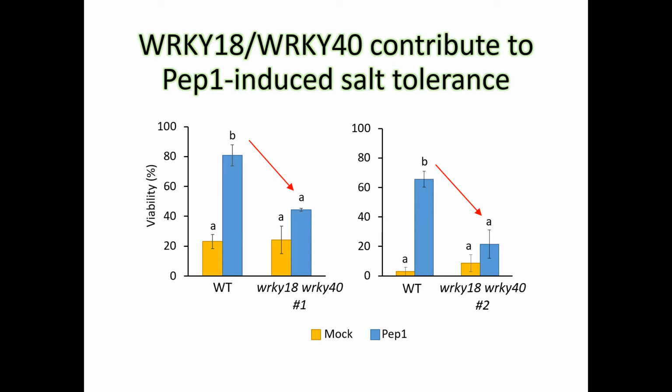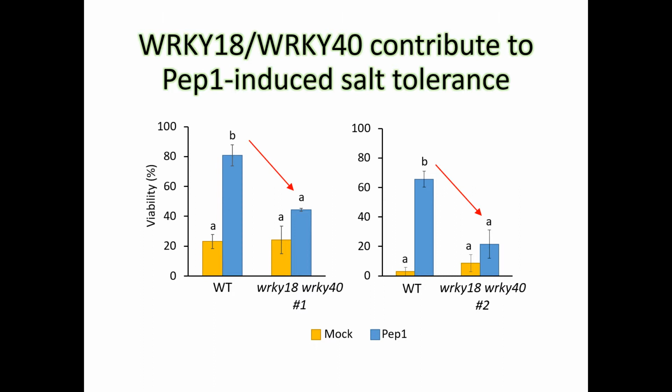In order to test whether or not WRKY18 and 40 contribute to PEP1-induced salt tolerance, we used 2 different alleles of the WRKY18/40 double mutant. As you can see here, pre-treating these mutants with PEP1 did not enhance salt tolerance. So this tells us that WRKY18 and 40 contribute to PEP-induced salt tolerance.